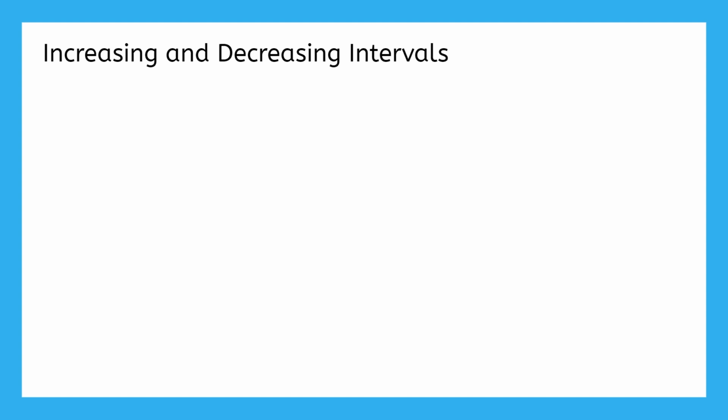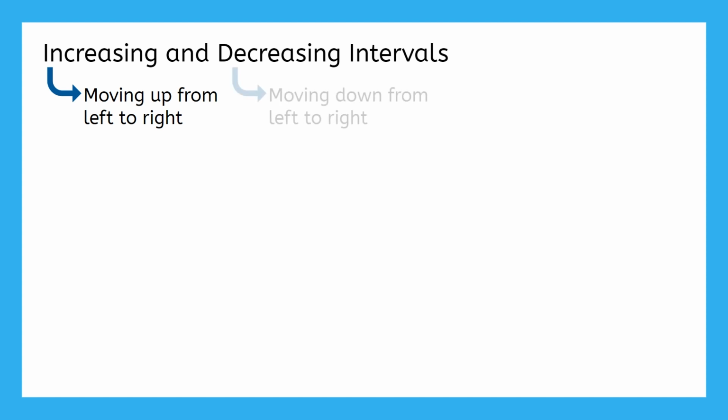Increasing and decreasing intervals are 2 more attributes we can use to describe quadratic functions. An increasing interval occurs when a graph goes up from left to right, and a decreasing interval occurs when a graph goes down from left to right. We can write these intervals using inequality notation and interval notation as well.